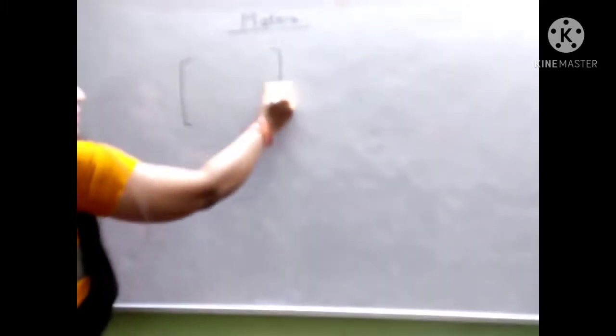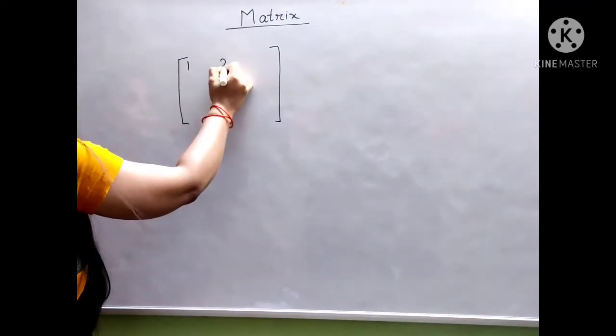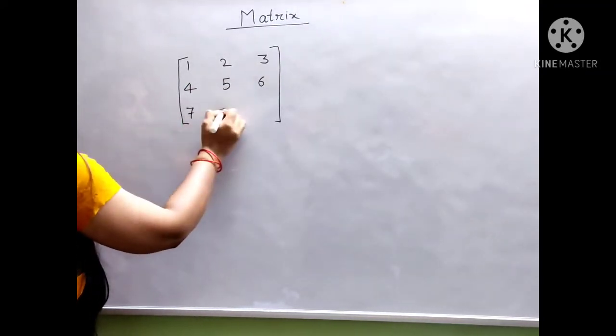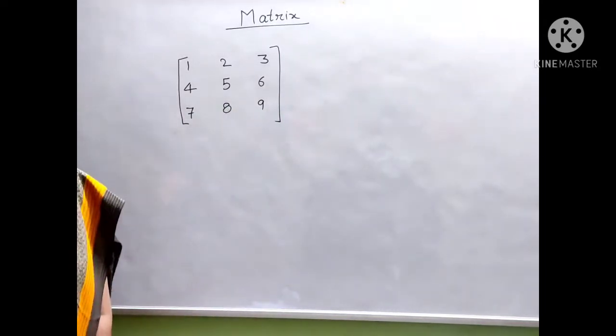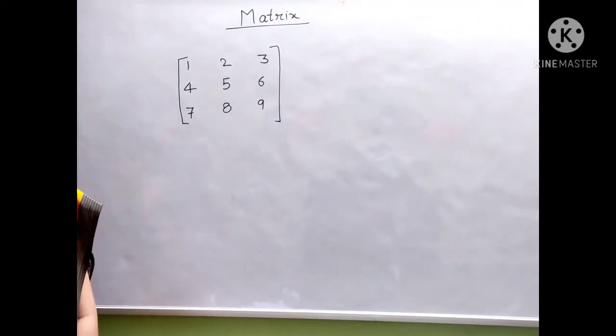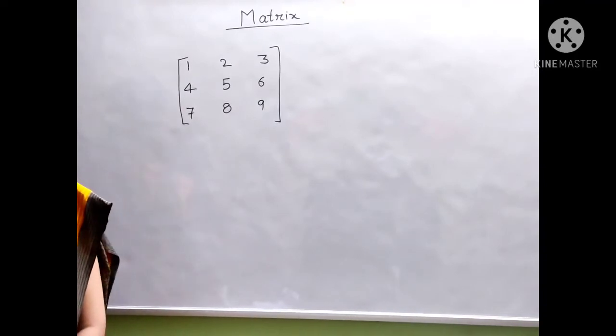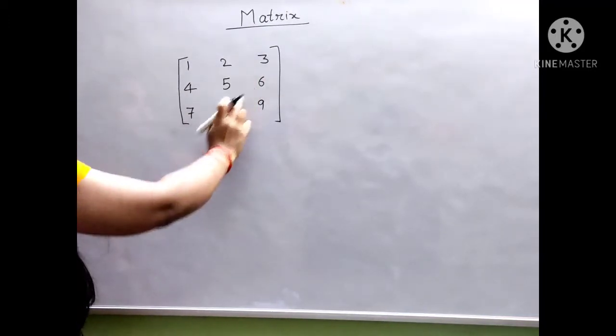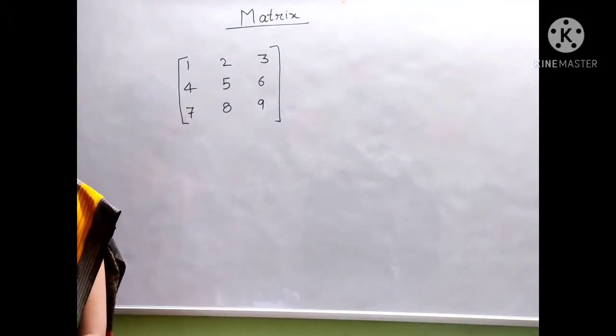So, what is a matrix? A matrix is an ordered rectangular array of numbers or functions. The numbers or functions are called the elements or the entries of the matrix.